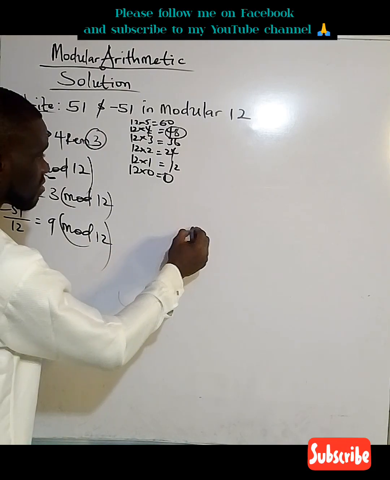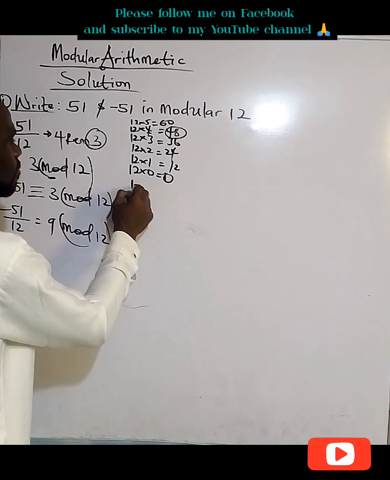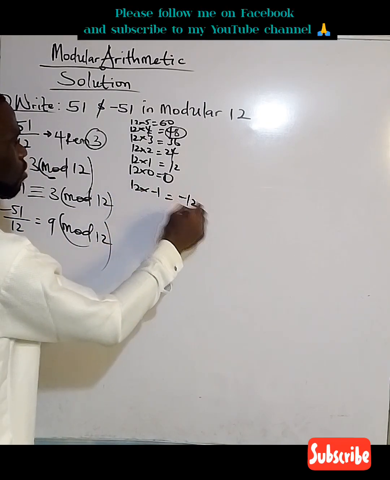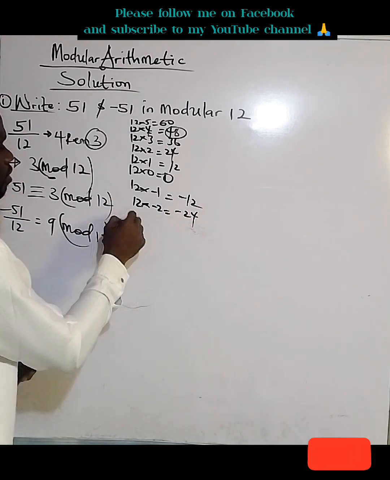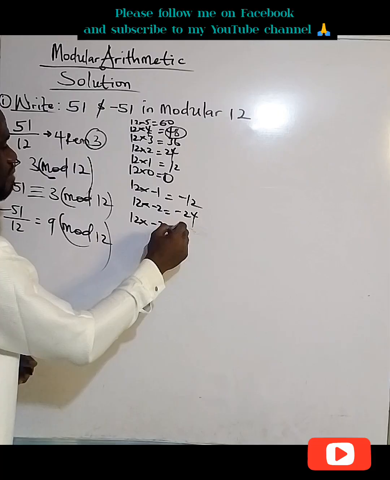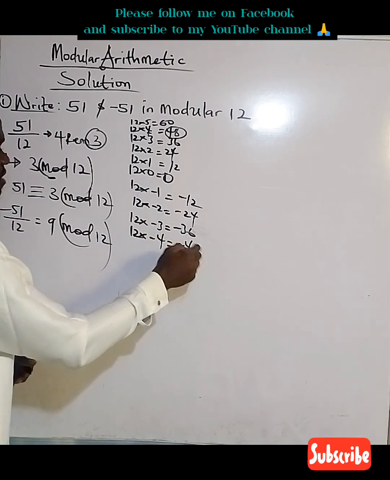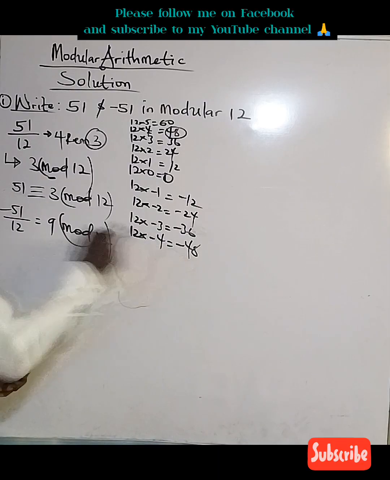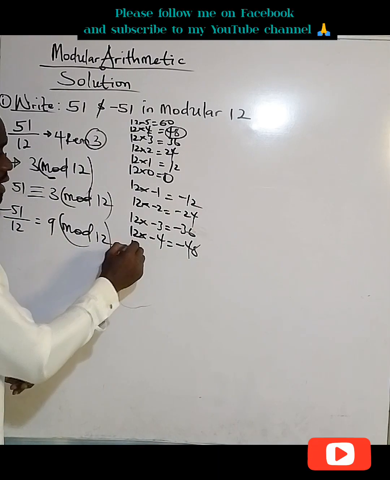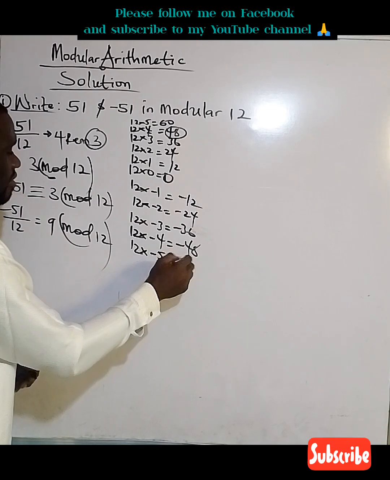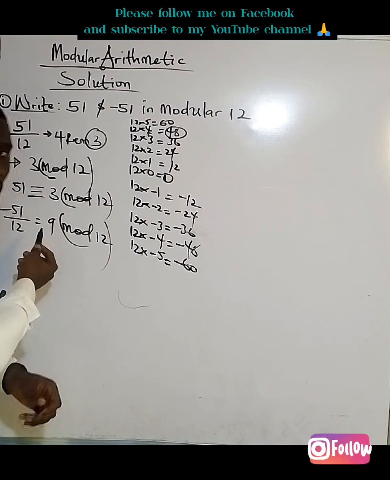If you try to solve this, 12 times 0 is 0. Then 12 times minus 1 is minus 12. You're looking for minus 51. 12 times minus 2 is minus 24. 12 times minus 3 is minus 36. 12 times minus 4 is minus 48. You're looking for minus 51. Minus 48 is still bigger than minus 51, I beg your pardon. 12 times minus 5 is minus 60. Minus 60 is lesser than minus 51.